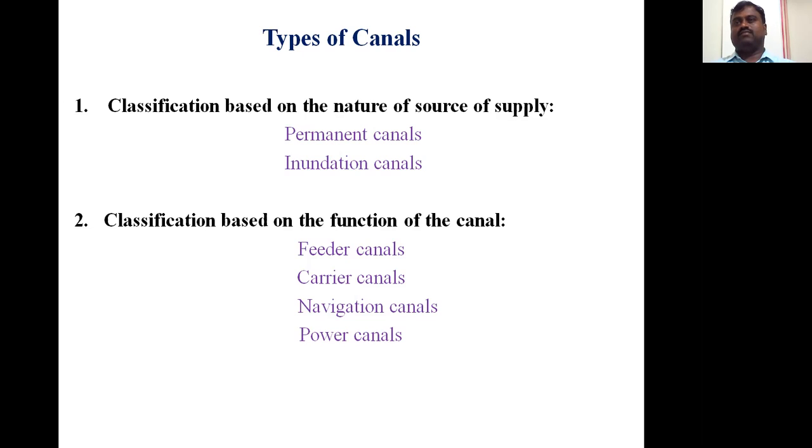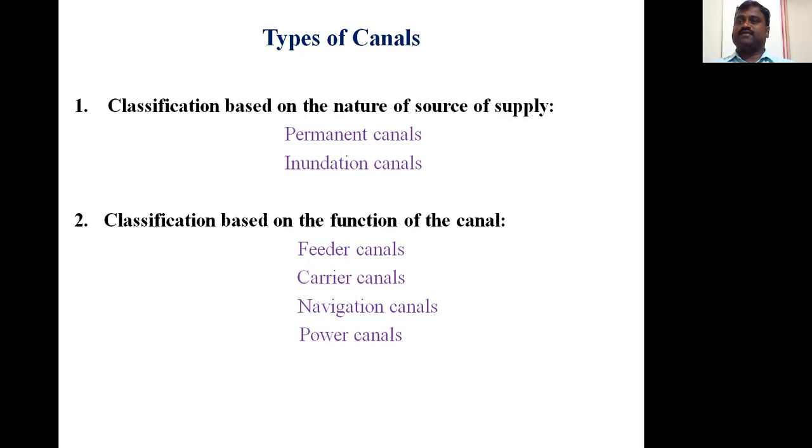Second classification is based on the function of the canal, and on this basis, canals are classified as feeder canals, carrier canals, navigation canals, power canals, and one more we can add is irrigation canals. So feeder canals are those which feed the water to other network of canals. Carrier canals are those which carry the water for various purposes.